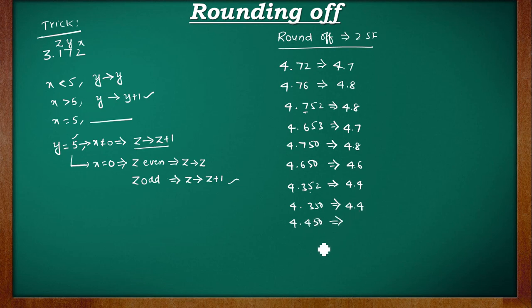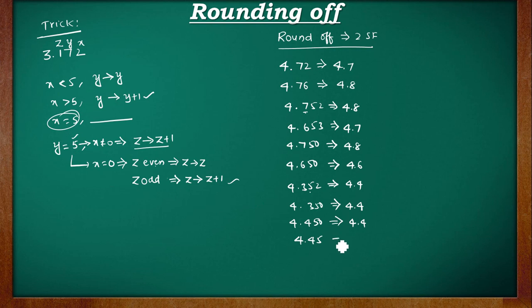Then what will you do? Then you will have to consider the previous number. So the y value is 5, the x value is 0. You have to consider the previous number. The previous number is actually whether z is even or odd. So z is even here. So you have to keep that number as it is. I told you we'll discuss this case at the end. For example, 4.45 or 4.450 will be considered the same. So that's why I have not considered it as a different case.